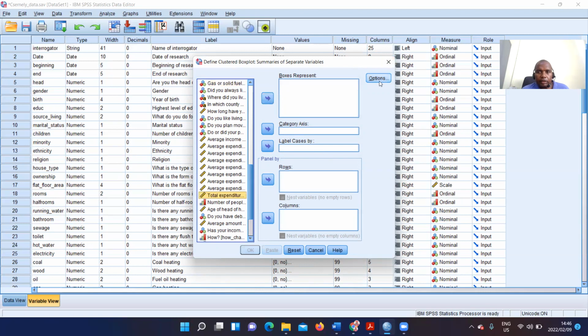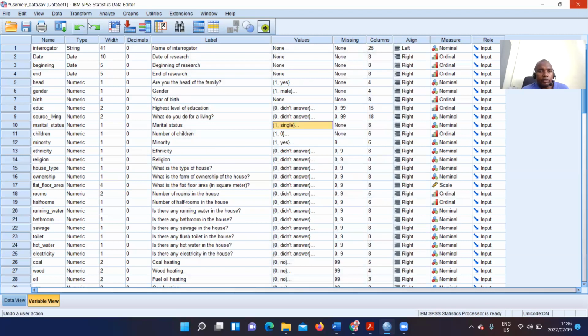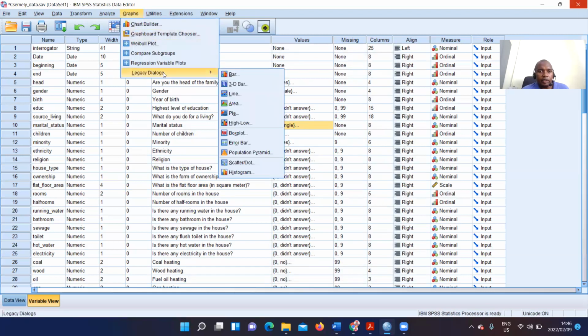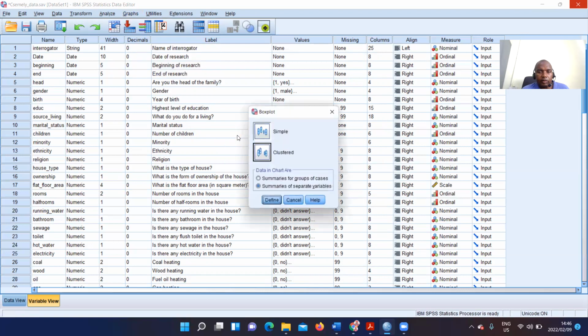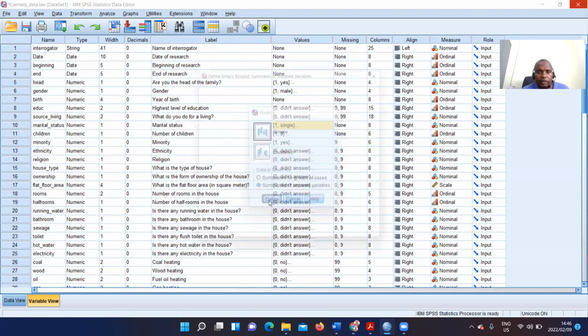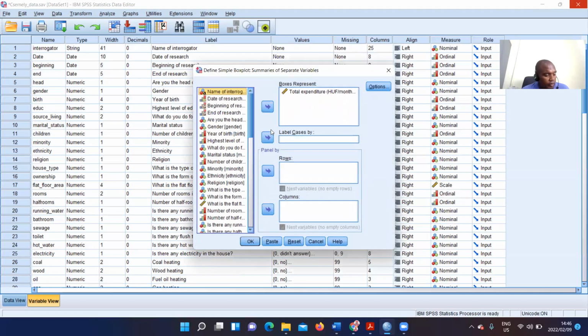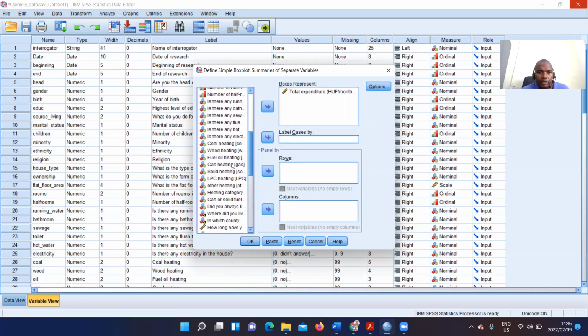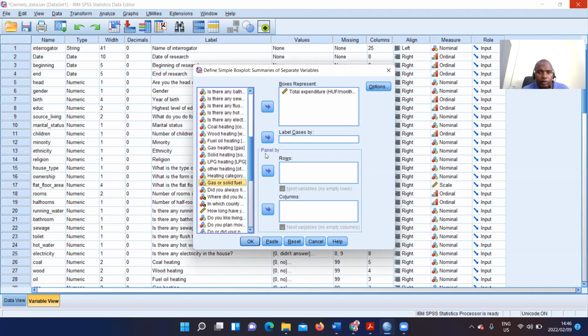And then just check the options and then go to graphs, legacy, then look at the box plot. We check the simple one for what we want to display. And then we go to gas or solid fuel.